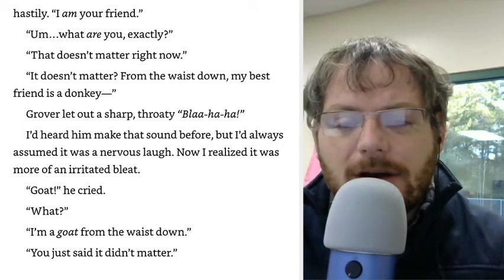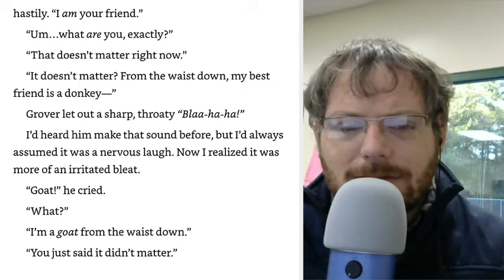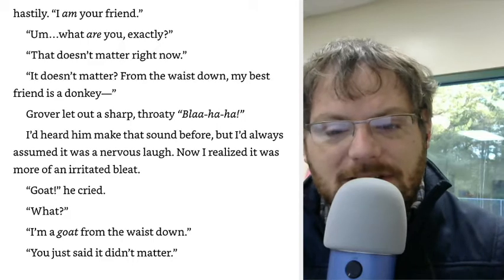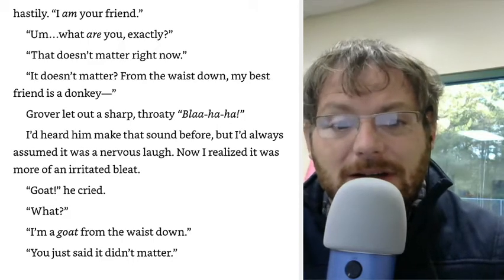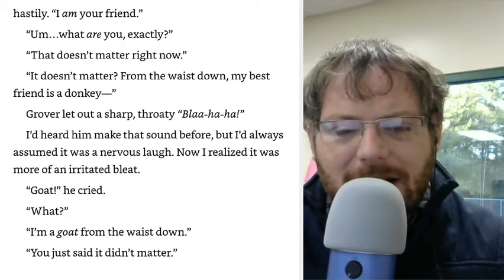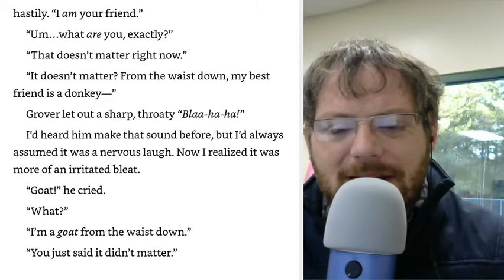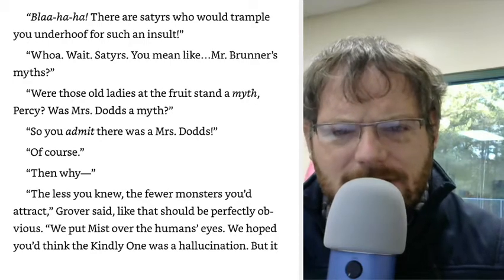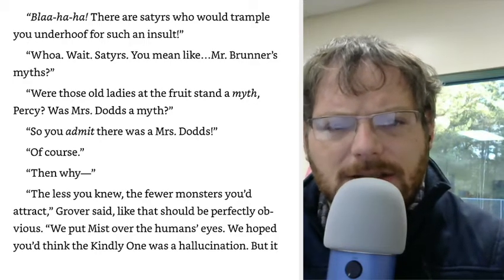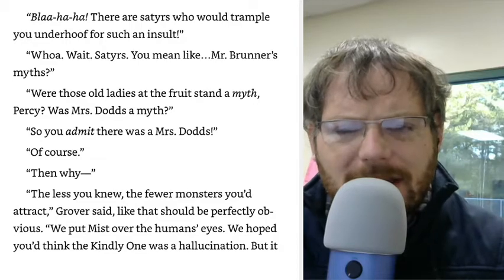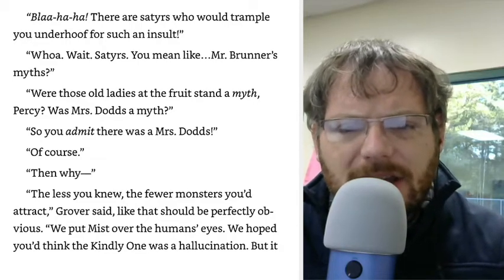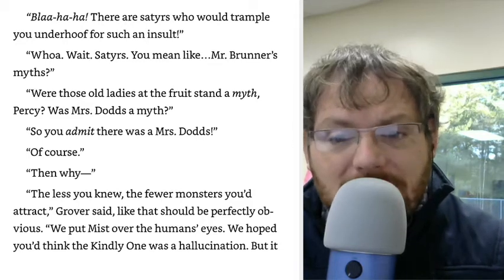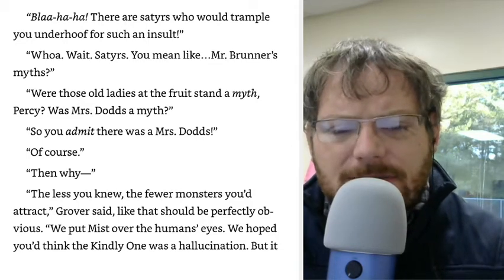Grover let out a sharp, throaty, "Mah!" I've heard him make that sound before, but I'd always assumed it was a nervous laugh. Now I realized it was more of an irritated bleat. Goat! He cried. What? I'm a goat from the waist down. You just said it didn't matter. Bah! There are satyrs who would trample you underfoot for such an insult. Whoa, wait, satyrs? You mean like Mr. Brunner's myths? Were those old ladies at the fruit stand a myth, Percy? Was Mrs. Dodds a myth? So you admit there was a Mrs. Dodds? Of course. Then why?